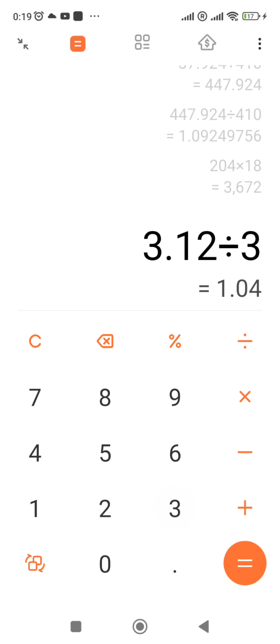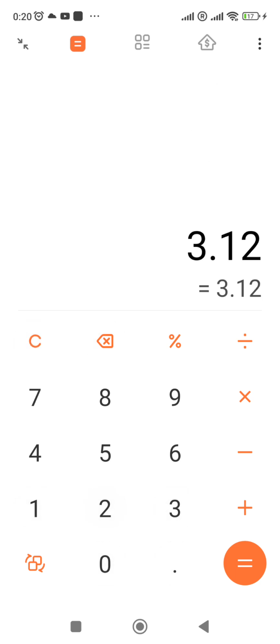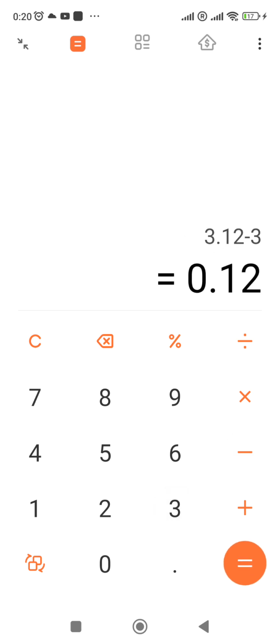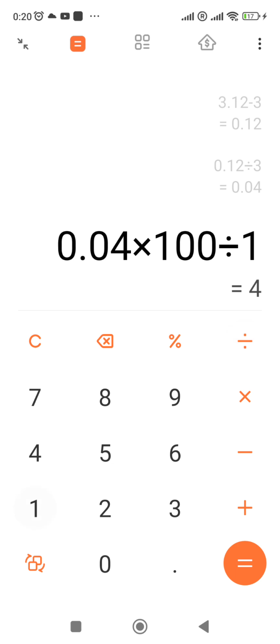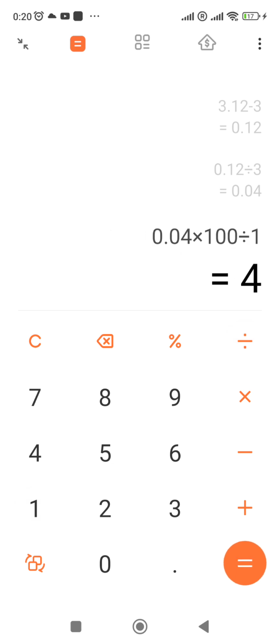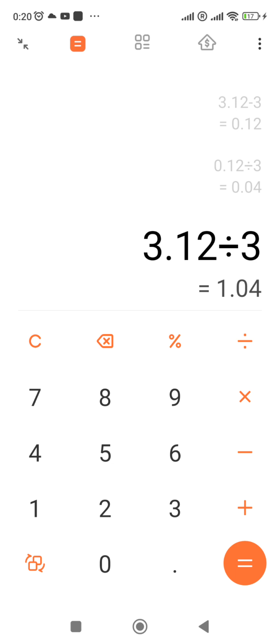3.12 over 3, that's 1.04. That's just 4% profit. All right, if you want to be sure, 3.12 minus 3, that's 0.12, divided by 3 times 100 over 1, right? 4% profit, but you don't need to go through that long process. 3.12 over 3, you know that's 4% profit. After some time you should be used to those figures.